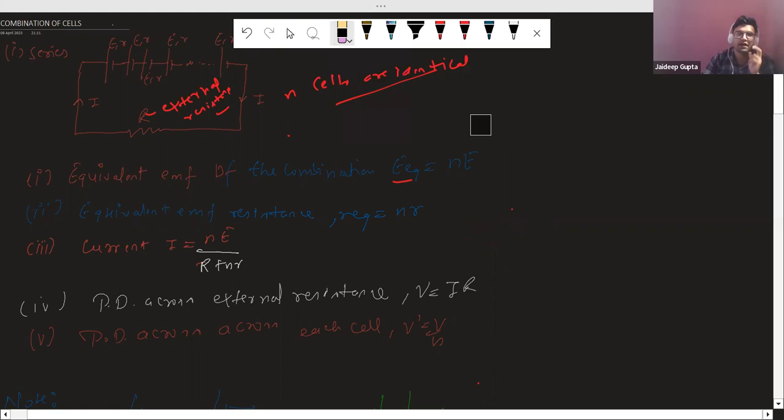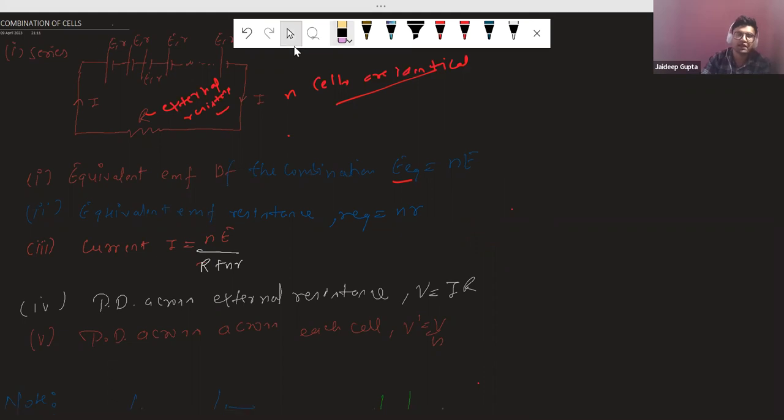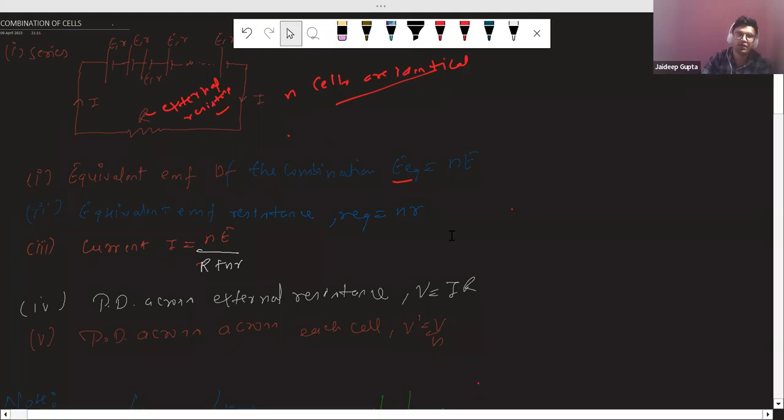So the resistances are identical, and to calculate the equivalent resistance in series you sum up, so the equivalent resistance will come out to n times r. The current in the circuit is I equals equivalent EMF over total resistance, that is nE over R plus nr. The total resistance of the circuit is the external resistance plus the total internal resistance. Now the potential difference across the external resistance is V equals IR.